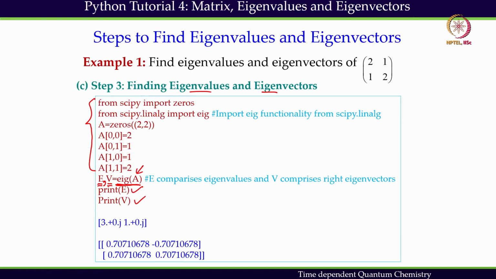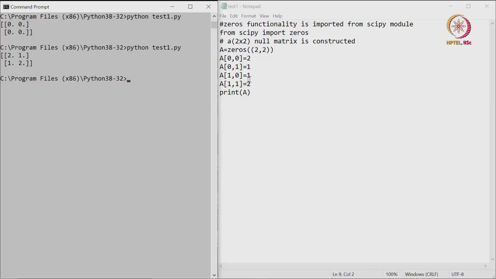So we'll go back to the laptop right now, and we have already constructed A. Now we will do one thing. I do not need to print it again because I know what I have constructed here. I'll just go ahead with this E comma V. One can change the name and make it anything.